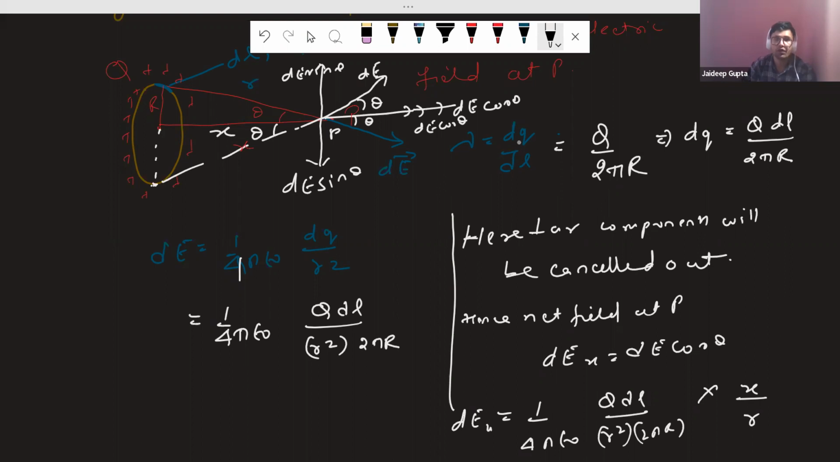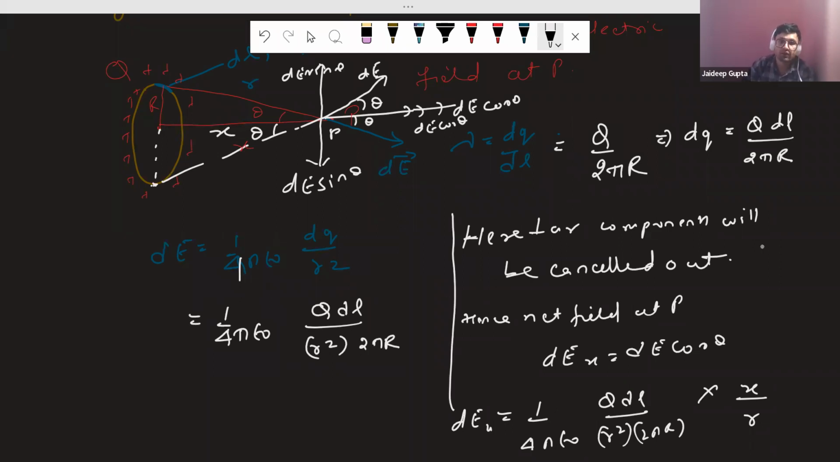So lambda equals dq over dl, so dq equals lambda dl. The lambda is also equal to the total charge per unit length, that is q over 2 pi r. We will try to find the value of dq in terms of dl. So dq will come out as q times dl over 2 pi r. Now substitute the value of dq in this formula, that is q times dl over 2 pi r.